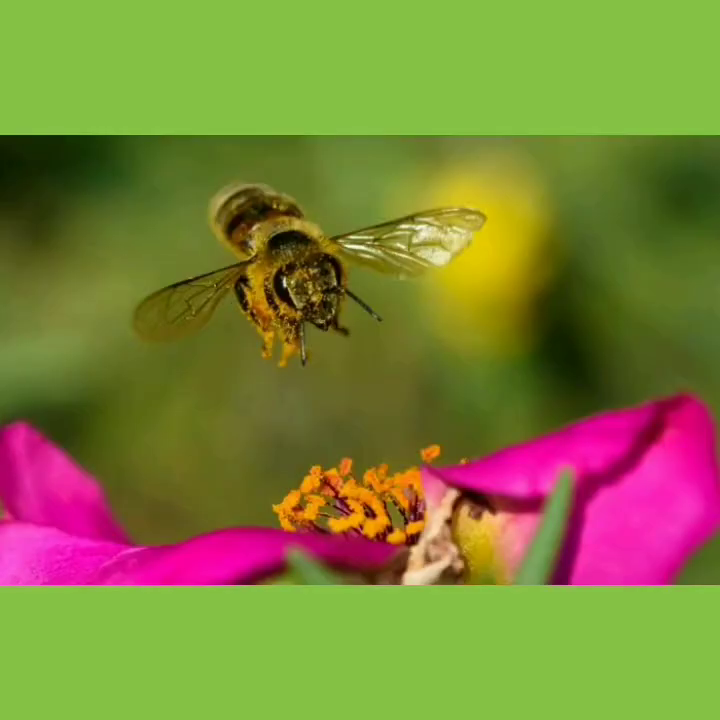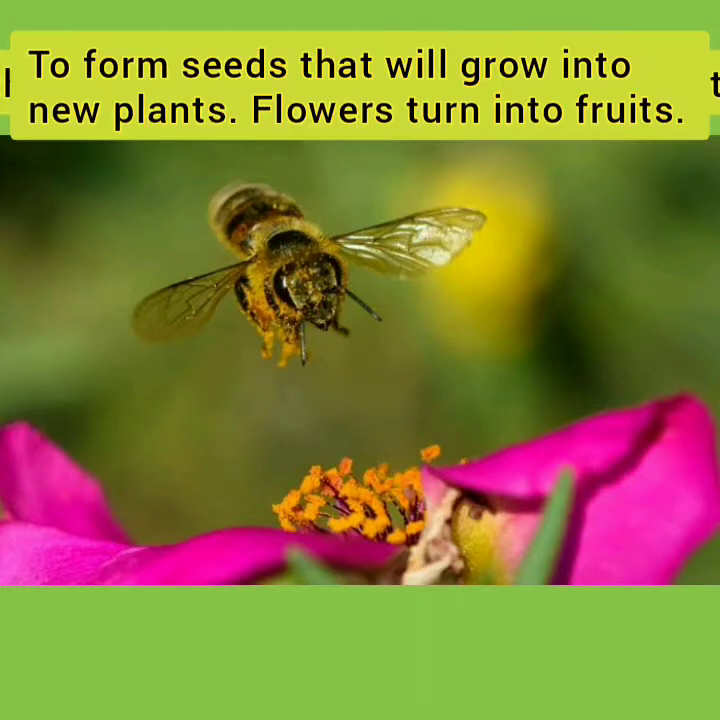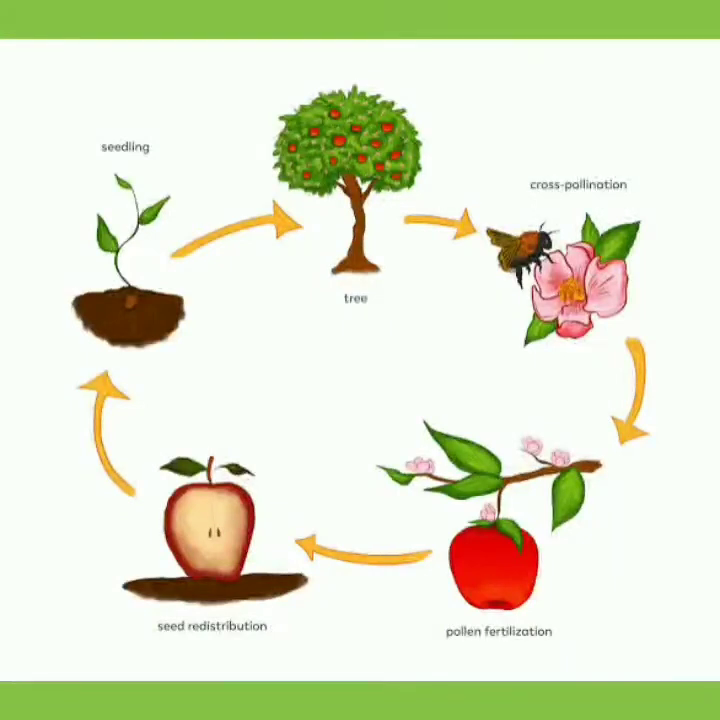So, a flower has two important roles. First one is to attract insects that help in pollination, and the second one is to form seeds that will grow into new plants. Flowers turn into fruits, and fruits usually have seeds inside them.